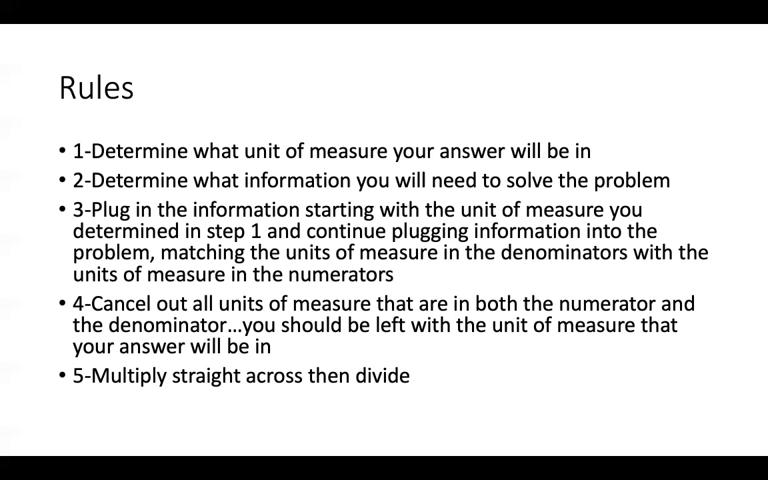Okay, so step four, you're going to cancel all units of measure that are in the numerator and the denominator. And you should be left with the unit of measure that your answer will be in. Once you get to that point, then you can multiply straight across, then divide. Okay, so again, I recognize it's difficult to visualize what we're talking about without actually working them out. Don't stress, I will work several out for you, but I did want you to be able to have these rules to refer back to. Okay.